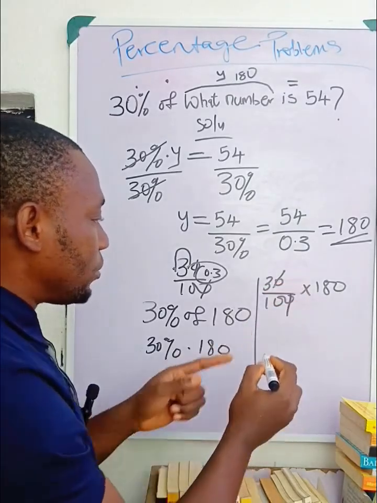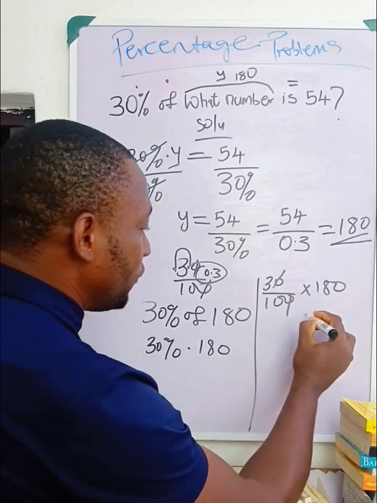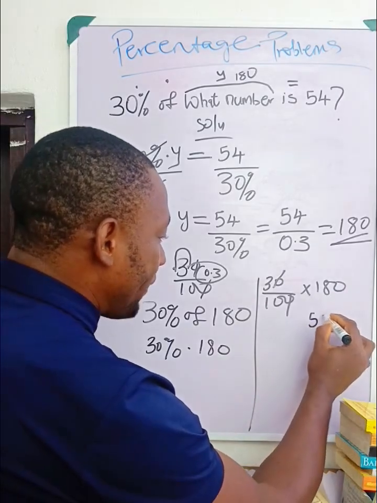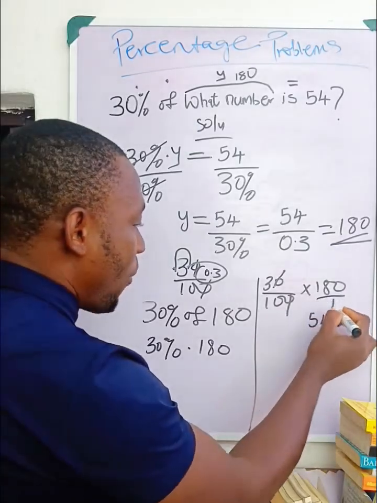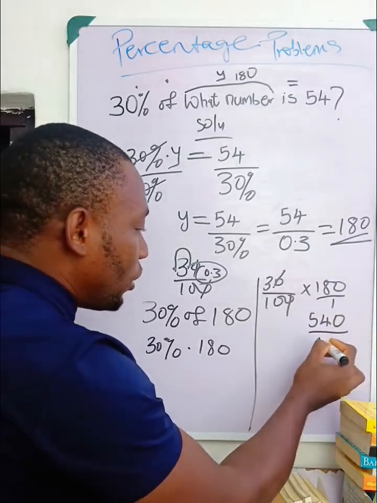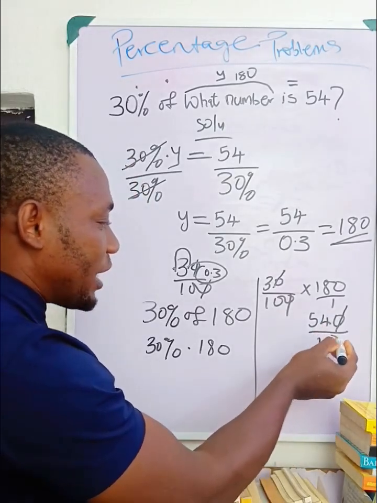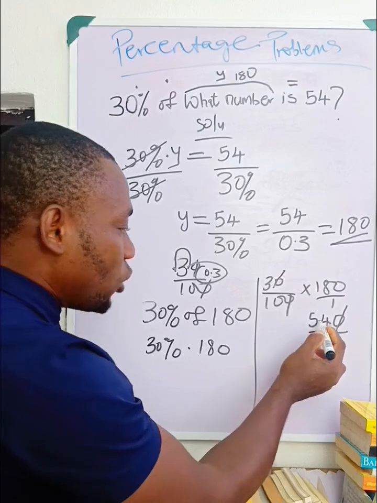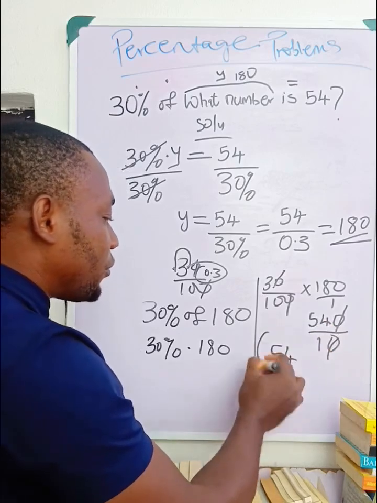0, we cancel 0. What we have here is 3. 3 times 180 will give you 540. Here is over 1. 10 times 1 will give you what? 10. 540 divided by 10, 0, we cancel 0. What we have left is 54. 54 divided by 1 gives you what? 54.